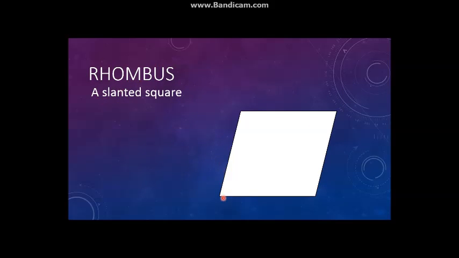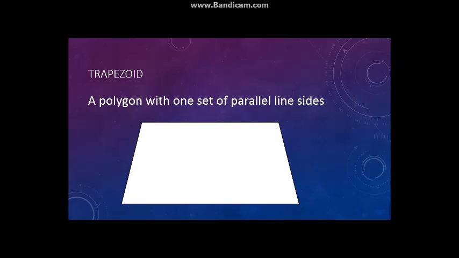Rhombus, a slanted square. So pretty much a regular square, but it's just like you pushed it over a little bit. But everything is still like a square. They all have the same angles, and they all have the same size. They have the same length sides. A trapezoid, a polygon with one set of parallel lines. So these will never intersect, but these will.